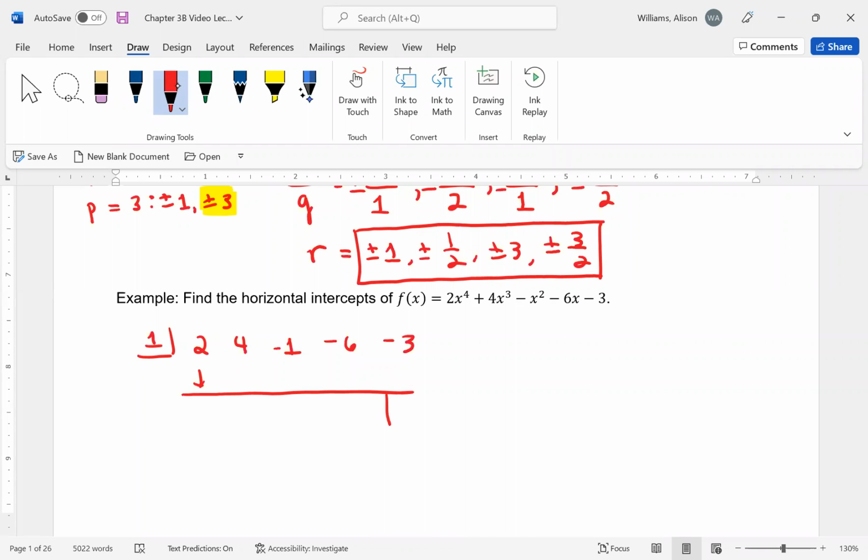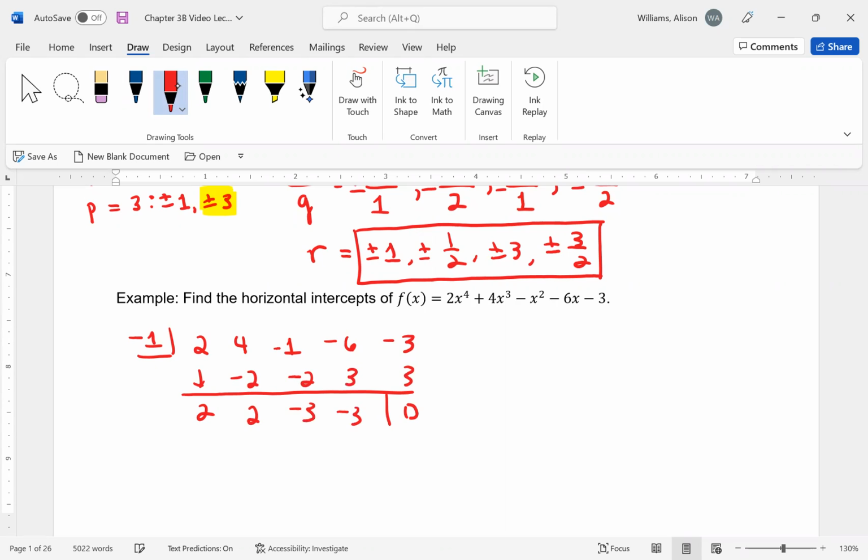But now we're going to try -1. All right, so still dropping 2. 2 times -1 is -2. That's going to give me a 2, -2 again. That's going to give me -3, +3 this time. That gives me -3, +3 again. There we go. Yay, we found a 0.